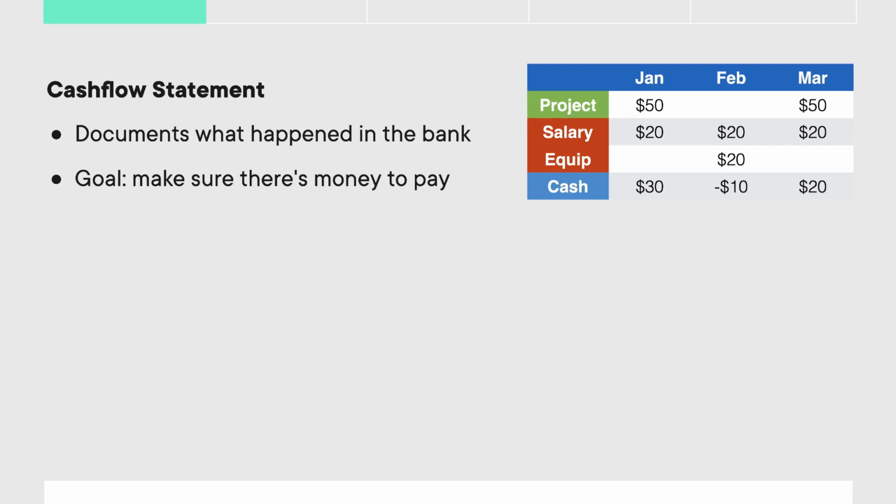Now, in March, we got the last 50% of the project, so we got another $50, and we paid another salary of $20. At the end of that month, remember we started off at minus 10. We got 50 and then we spent 20. So at the end of March, we are left with $20.